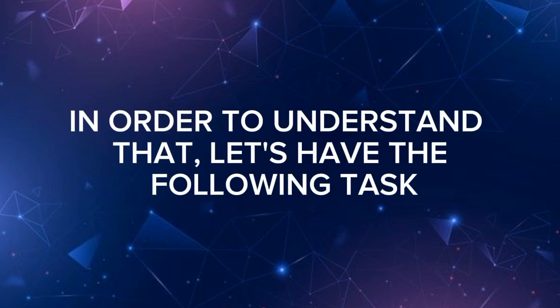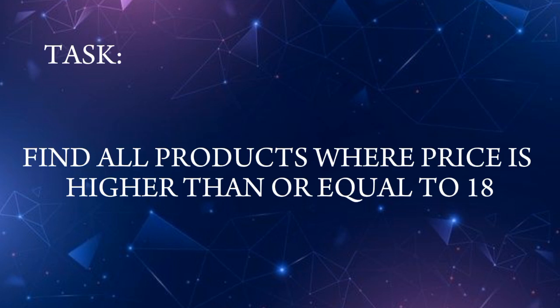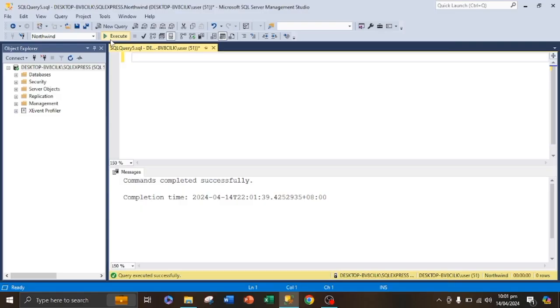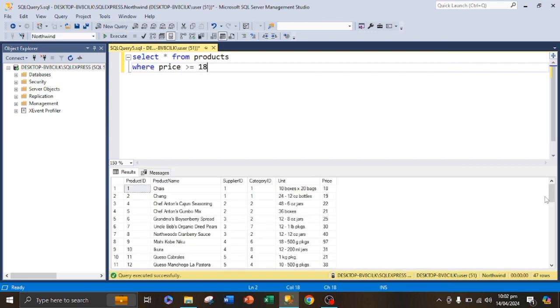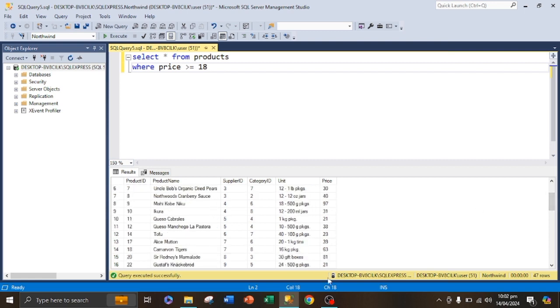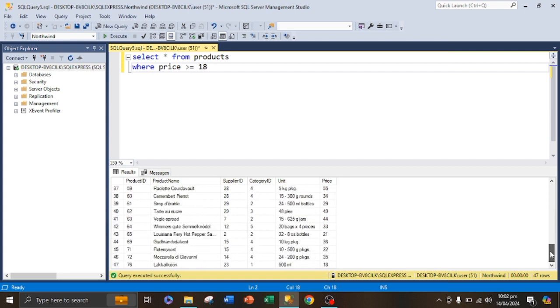In order to understand, let's have the following task. Find all products where price is higher than 18 or equal to 18. So, the syntax that we will use is SELECT * FROM products WHERE price >= 18. As you can see, all this data is higher than 18 or equal to 18. So, in summary, the greater than or equal to operator checks if the left value is either greater than or equal to the right value. So let's go to the next operator.